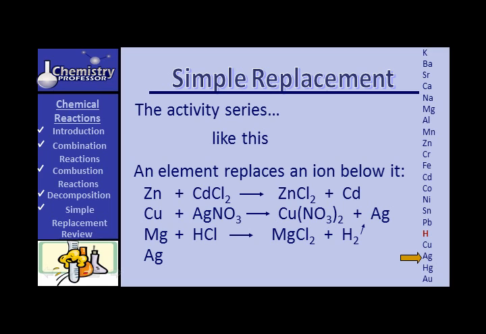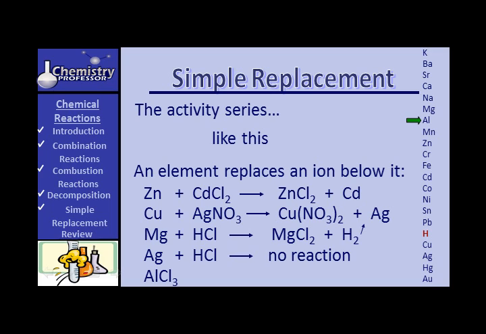Well, what about silver if I were to put it in hydrochloric acid? Well, there's your silver plus HCl. There's your hydrogen. Is the metal or the element above the ion? No, it isn't. Therefore, I should get no reaction. Get the idea? The element must be above the ion that's in the compound for the reaction to occur. If the element is below the ion, then for our purposes, no reaction occurs.